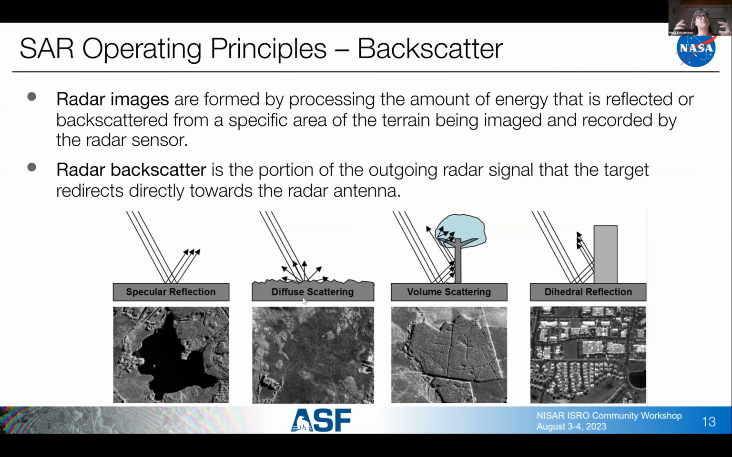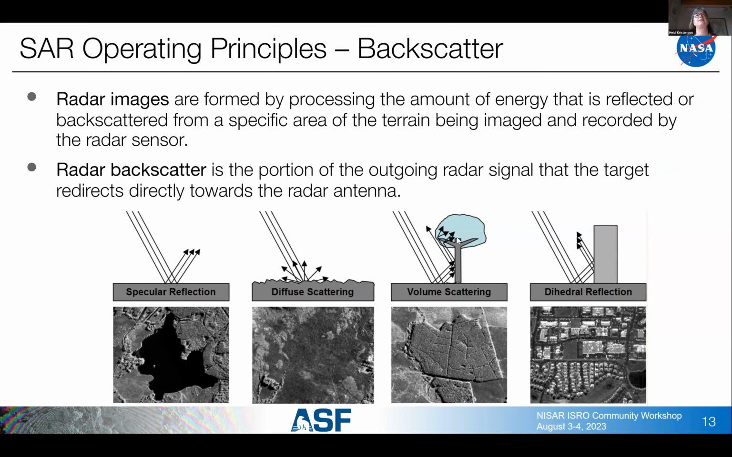Diffuse scattering is when you have a rougher surface that has angles that are more suitable for returning some of that signal back to the sensor. So the signal comes down, it scatters in a number of directions. Some of that will be angled back at the sensor and be measured.